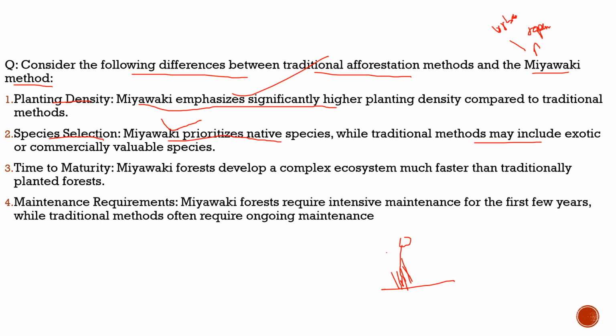Third, time to maturity. Miyawaki forests develop a complex ecosystem much faster than traditionally planted forests. 100% correct. Fourth, maintenance requirements. Miyawaki forests require intense maintenance for the first few years, while traditional methods often require ongoing maintenance.